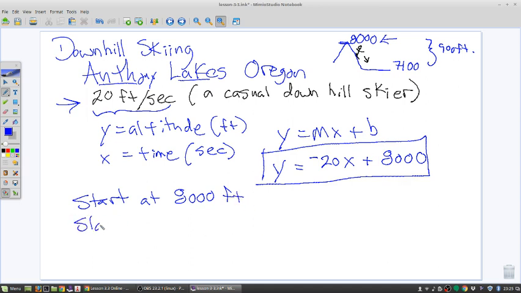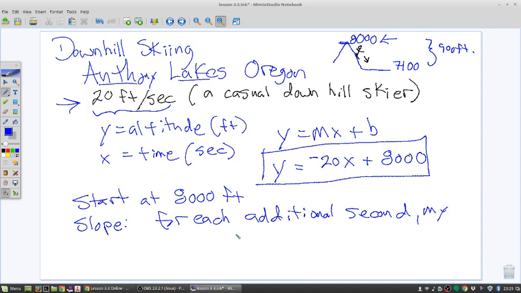And my slope, as far as an interpretation, would be for each additional second that goes by, my altitude drops by 20 feet.